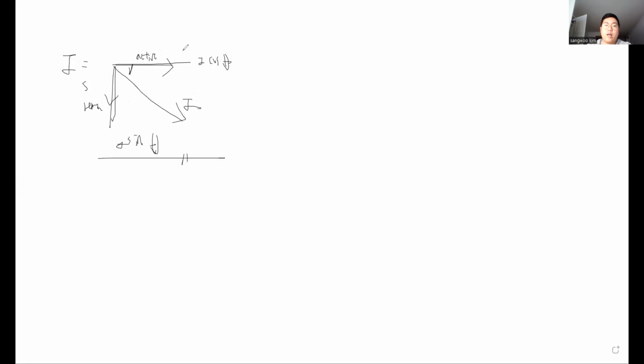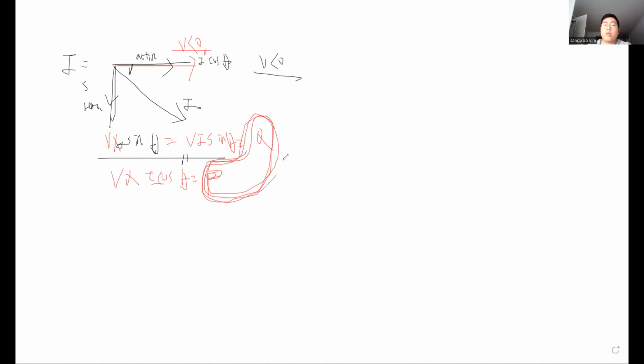If we multiply by V, since we use a voltage source, there's a standard reference point. So if we multiply by V, VI sine theta is Q, and VI cosine theta is P. So actually current has two sides: active power and reactive power.